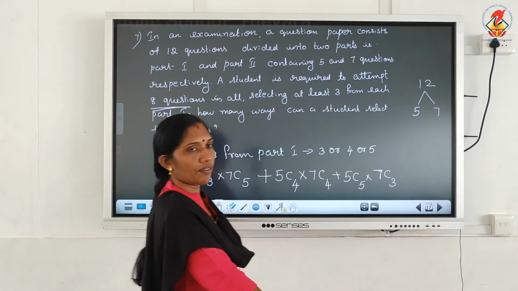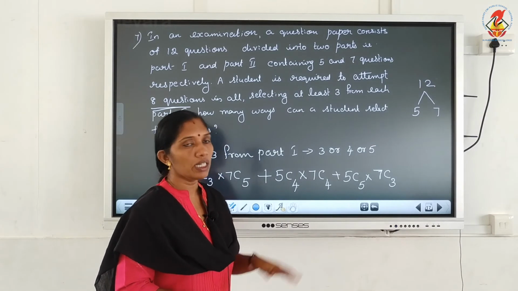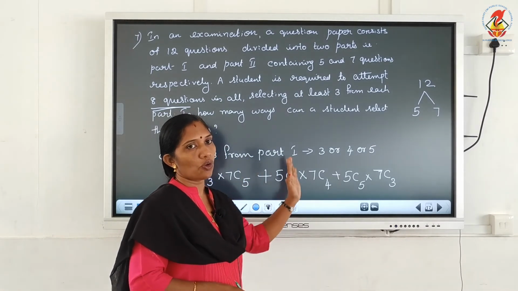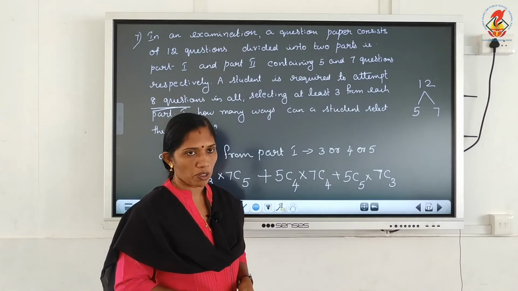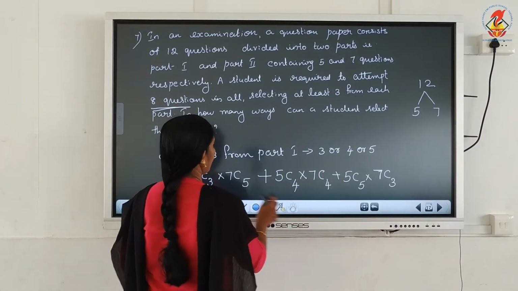At least 3 from each part. So we consider at least 3 from part 1. So that is 3 or 4 or 5. Only these 3 cases are possible. So in between, plus sign. Now we calculate.